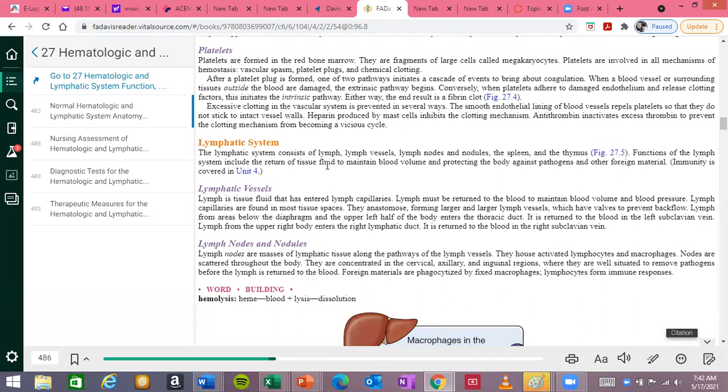The lymphatic system consists of lymph vessels, lymph nodes, and nodules, the spleen, and the thymus. Functions of the lymph system include the return of tissue fluid to maintain blood volume and protecting the body against pathogens and other foreign materials. Immunity is covered in unit four.